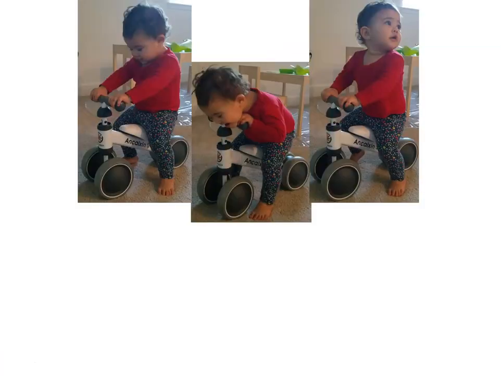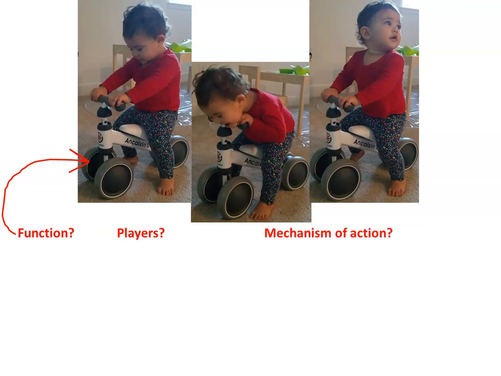Okay, so let me give you folks an example of how to put this all into play. So here's a picture of my daughter. This was last year. She's a little bit bigger than this now. And let's look at this bike. Okay, so I'm going to ask you folks, what is the overall function of a bike? Okay, that's big picture. And then, who are the players? And then ask yourself, what is the mechanism of action of these players?